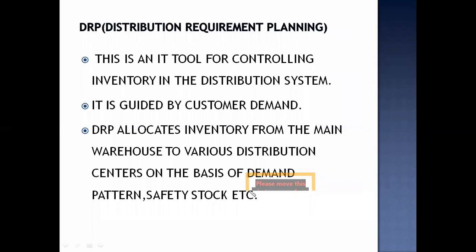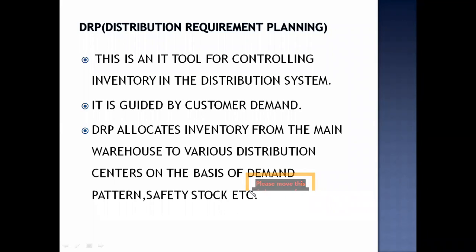Now, this is another one, DRP, distribution requirement planning. This is concerned with distribution, as it is mentioned in the name. It is again an IT tool for controlling inventory during the distribution system. Distribution happens when we are moving the goods to the customers, when we are delivering the goods. This is guided by customer demand, because based on customer demand only we will be giving the goods.